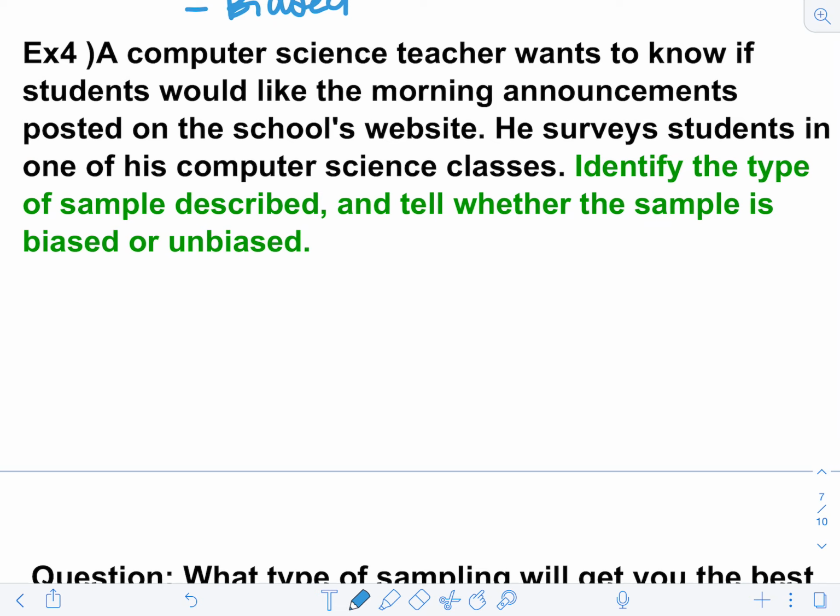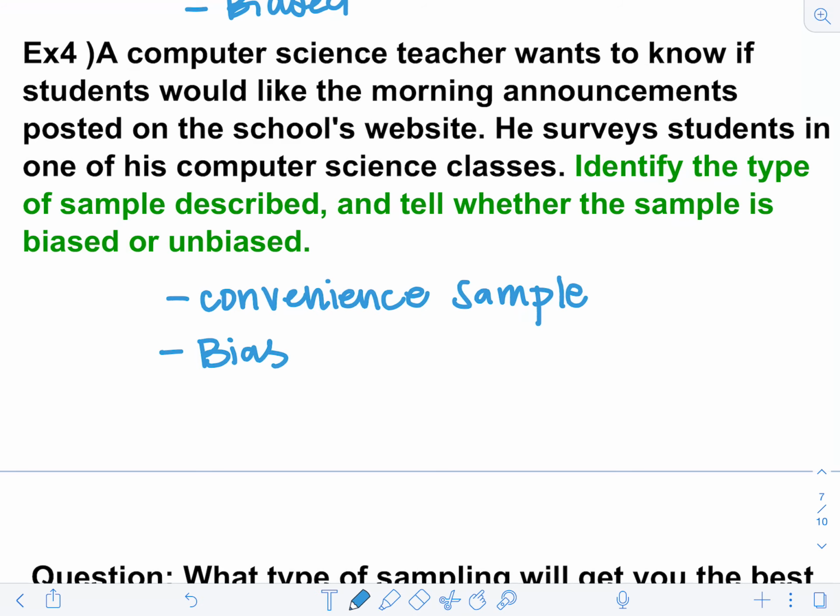All right, it's a computer science teacher and he's surveying those in his computer science class. So that's probably the easiest thing for him to do, just grab all the students in one of his classes. So these are easy to reach members, which we call a convenience sample. And is it biased or unbiased? Well, if they're talking about having the morning announcements on a school website, that's probably something that computer science students are going to be for. And therefore, that would be a biased sample.